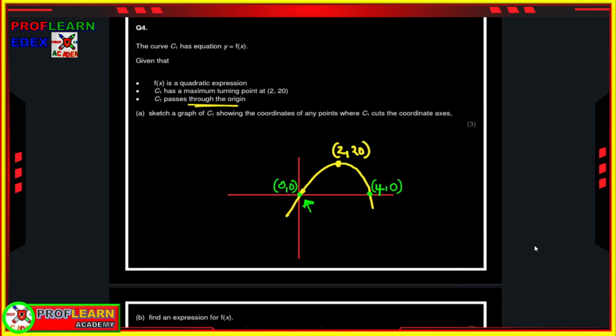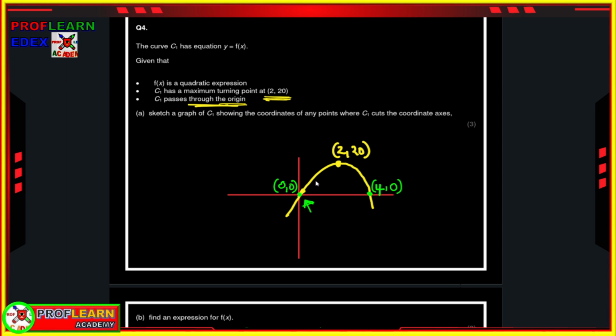In question number 4, we are talking about functions, and we are told that f of x is a quadratic expression. C1 has the equation y equals f of x, and C1 has a maximum turning point. Remember, from the completing the square method, we can get this. And C1 passes through the origin, passes through this point.